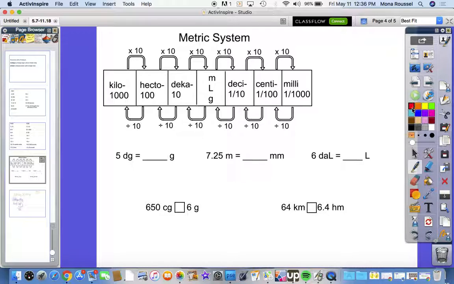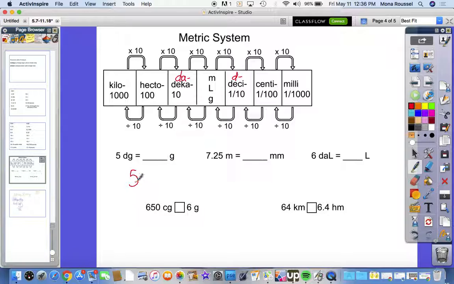Remember, if it's just a D and not DA and then the gram, this is deci. Deca would be DA and then the metric unit, whereas deci is a D and then the metric unit behind it. So we're going from decigrams to grams for this problem.